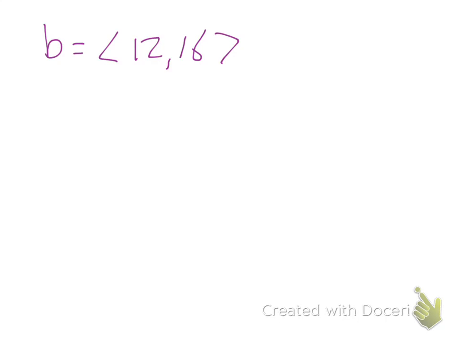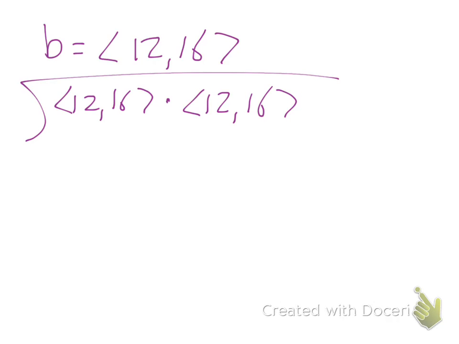So that means I want to do 12, 16 dot 12, 16, right? And square root the whole thing. That would be the magnitude of b.